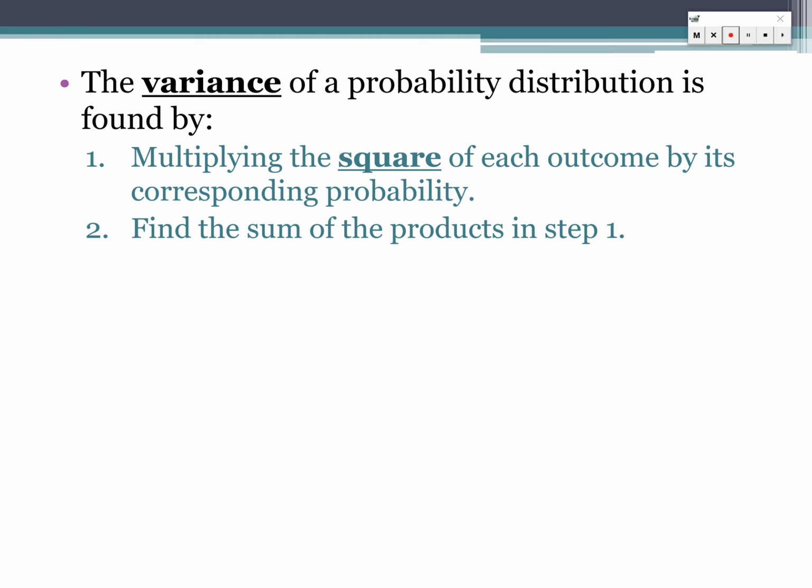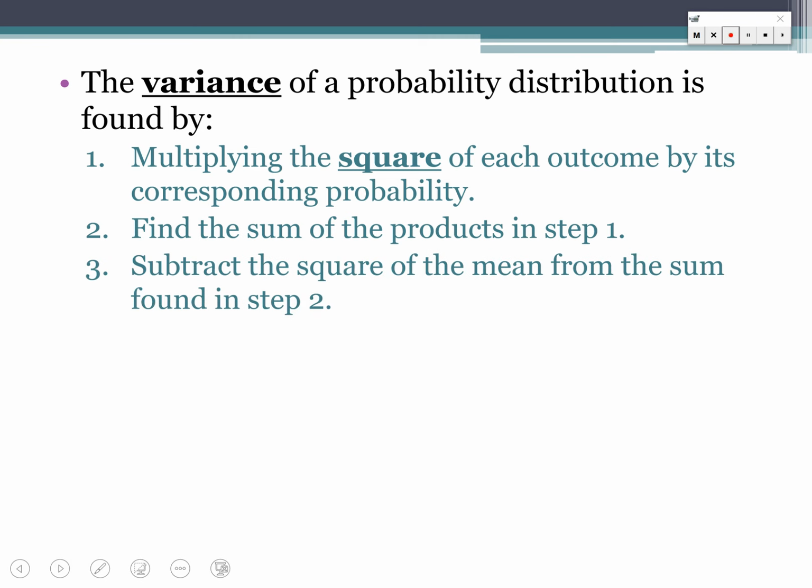Again, we find the sum. So really similar to the mean. And then last but not least, we subtract the square of the mean from our sum. And I'll show you guys the formula and things, and we will do some examples, don't worry.